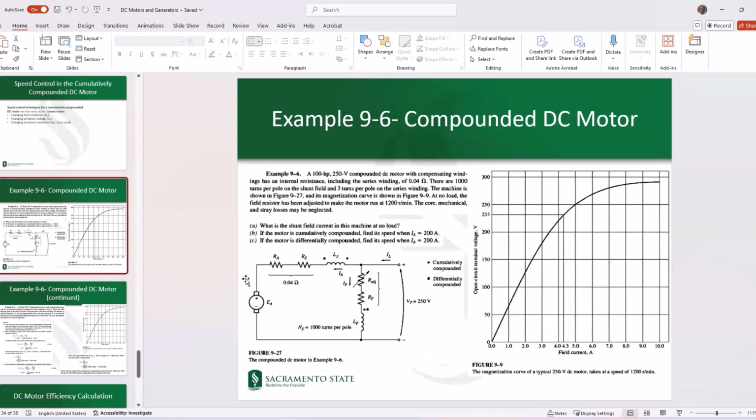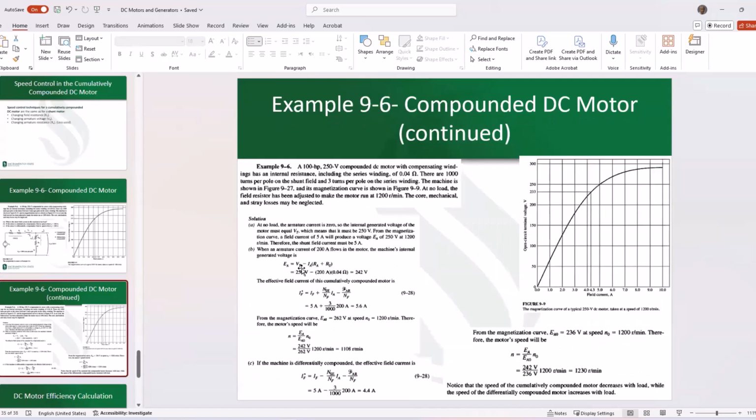And the second question is, if the motor is cumulatively compounded, we want to find out its speed when IA is equal to 200 amps. All right, for answering this question, we know that we can find EA based on this KVL, which gives us 242.